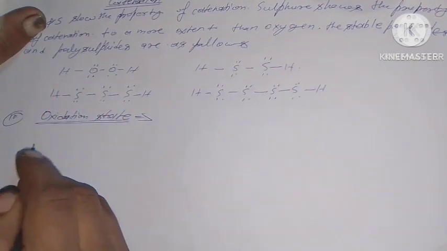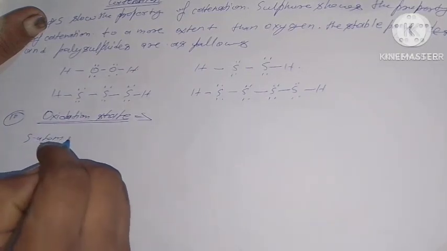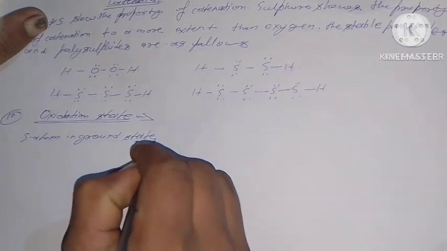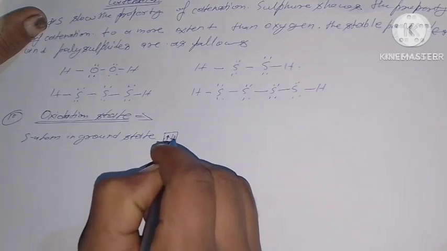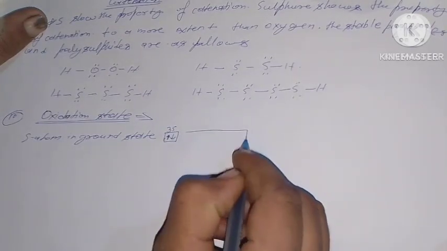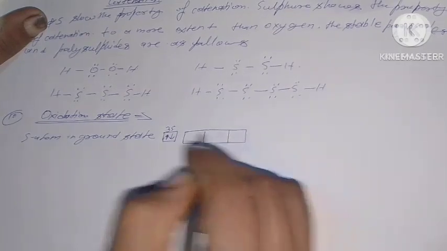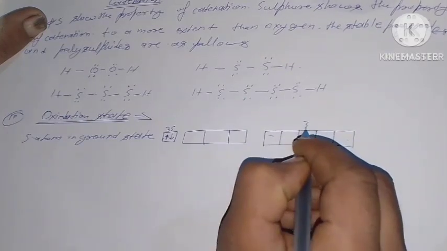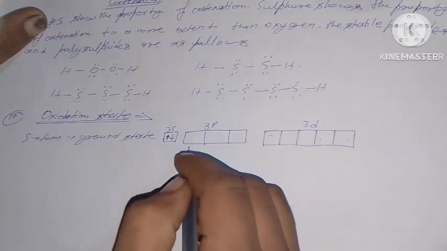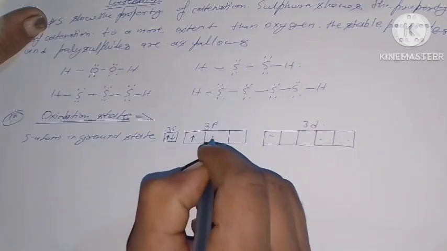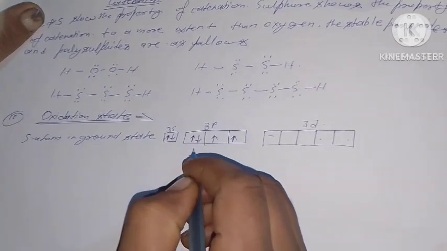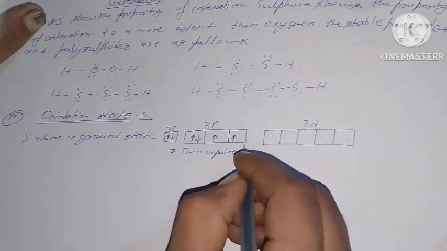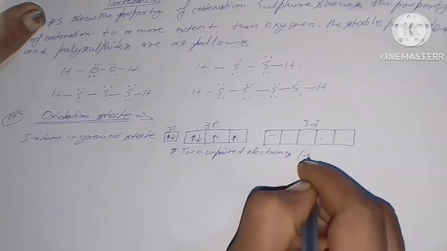Okay? Then sulfur atom in ground state. 3s, 3p, and 3d orbitals, okay? 2 unpaired electrons. This is 2 unpaired electrons, plus 2, okay?